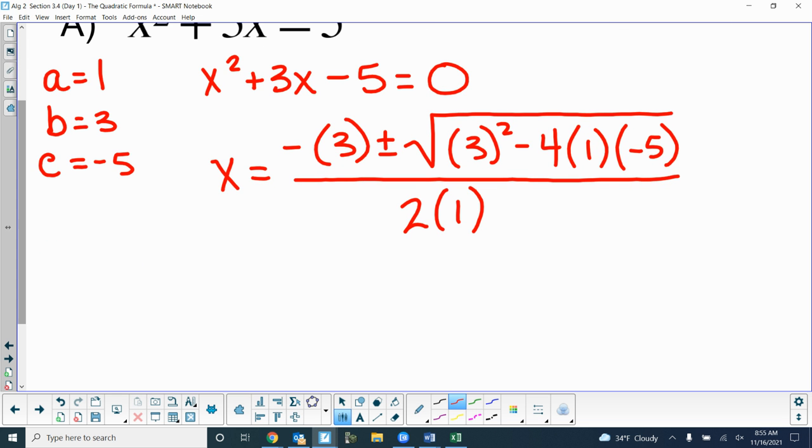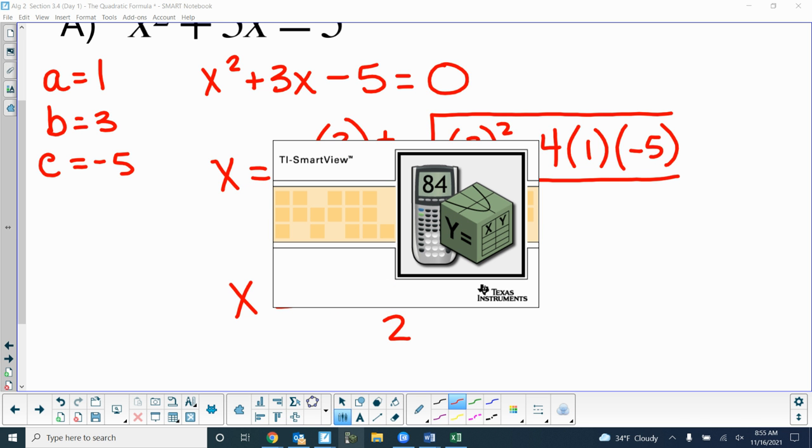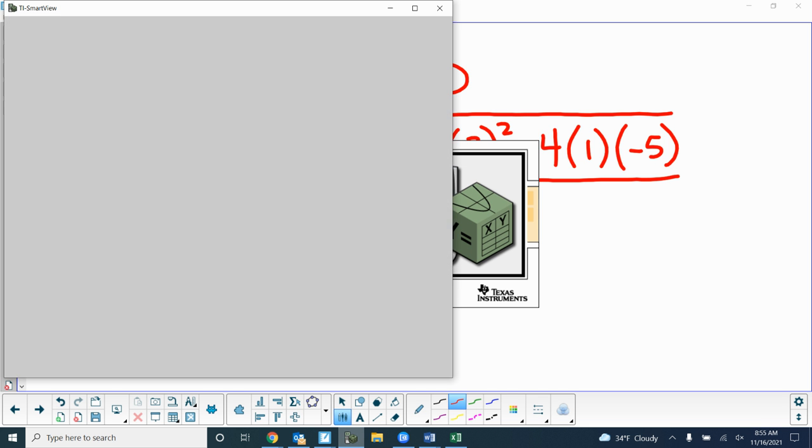So, I get -3 plus or minus. I know my denominator is going to be 2. Then I make my square root symbol. And then again, I just put the 3 squared minus 4 times 1 times -5 in my calculator, just that part. I don't use the square root symbol.